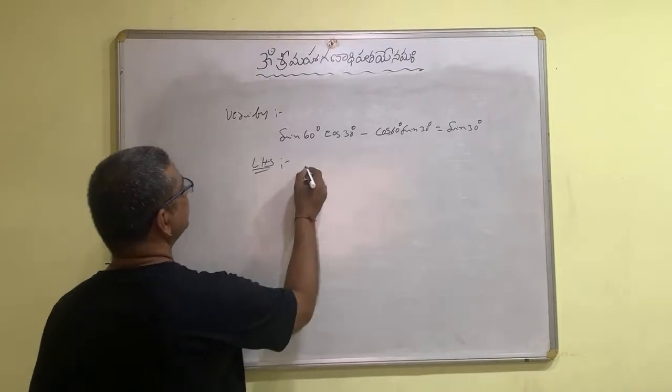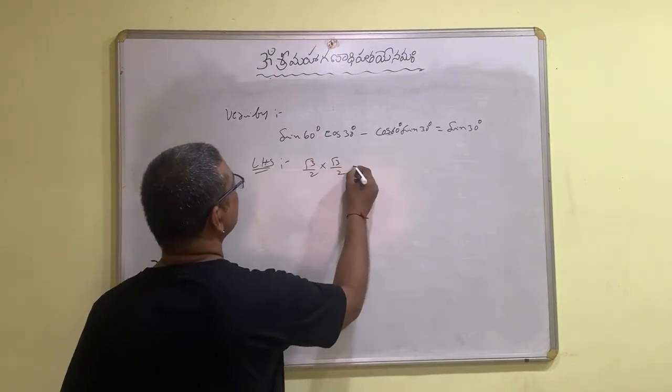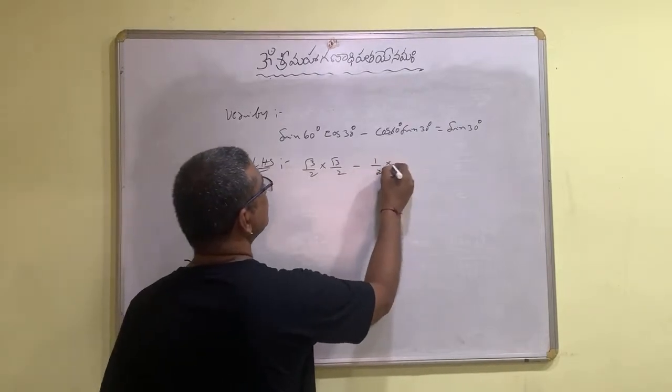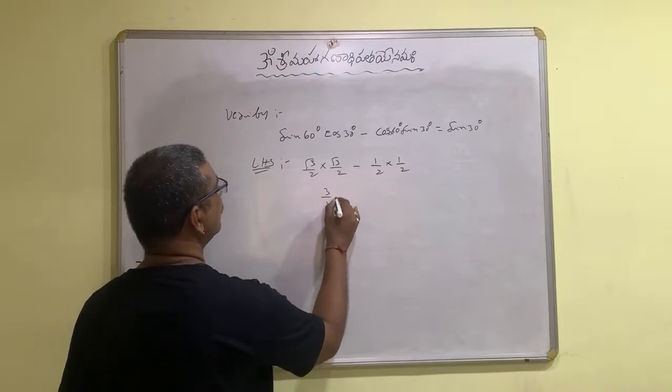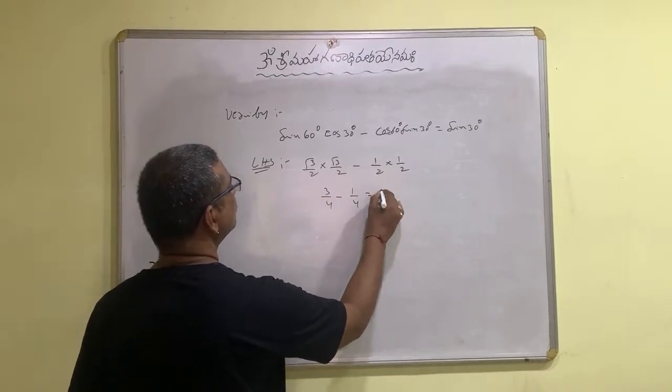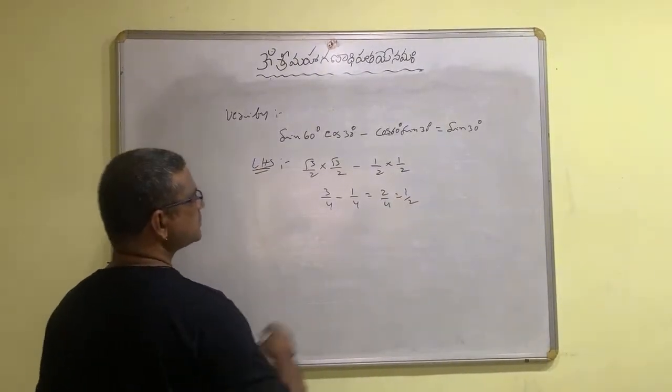Sin 60 cos 30 minus cos 60 sin 30. This is 3 by 4 minus 1 by 4, this is 2 by 4, 1 by 2. So LHS we got 1 by 2.